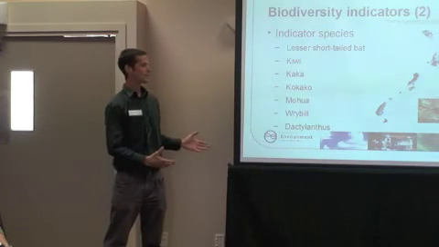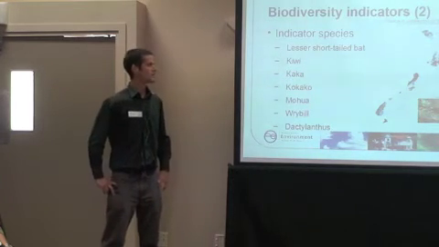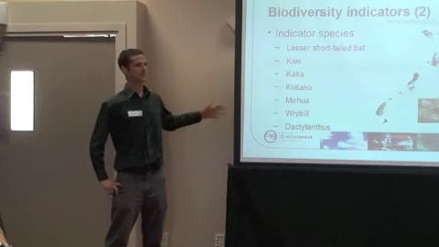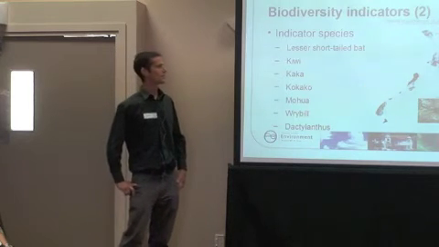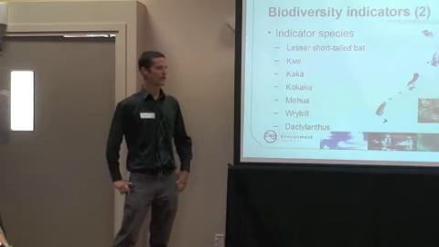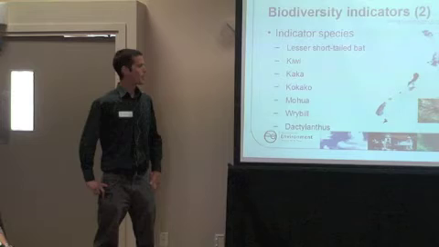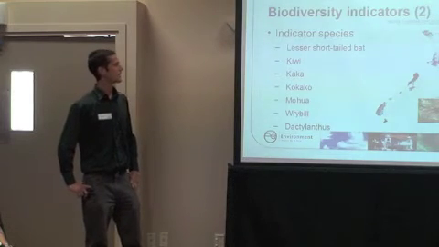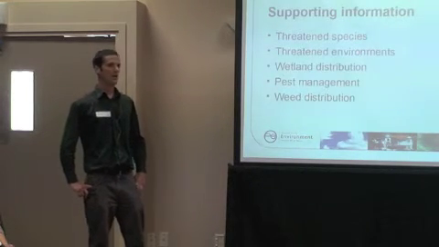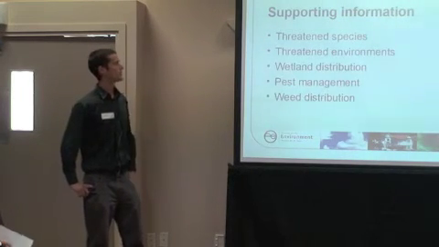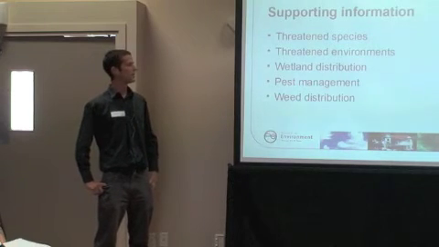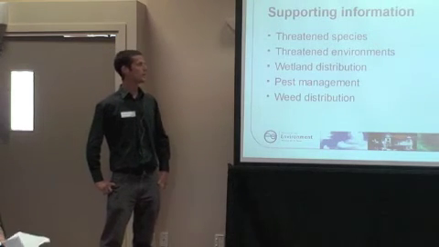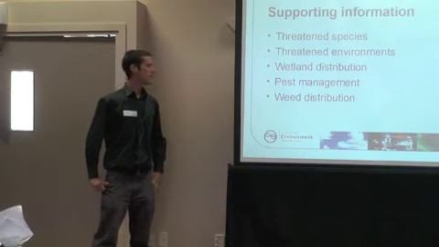And when we last reported this variable, which was in Environment New Zealand 2007, for all these species the general trend was a decrease in the distribution since the 1970s and pre-human times. So that pretty much covers off the indicators that we report on. We also provide some supporting information on threatened species, threatened environments, the distribution of wetlands, and pest management, and weed distribution as well.